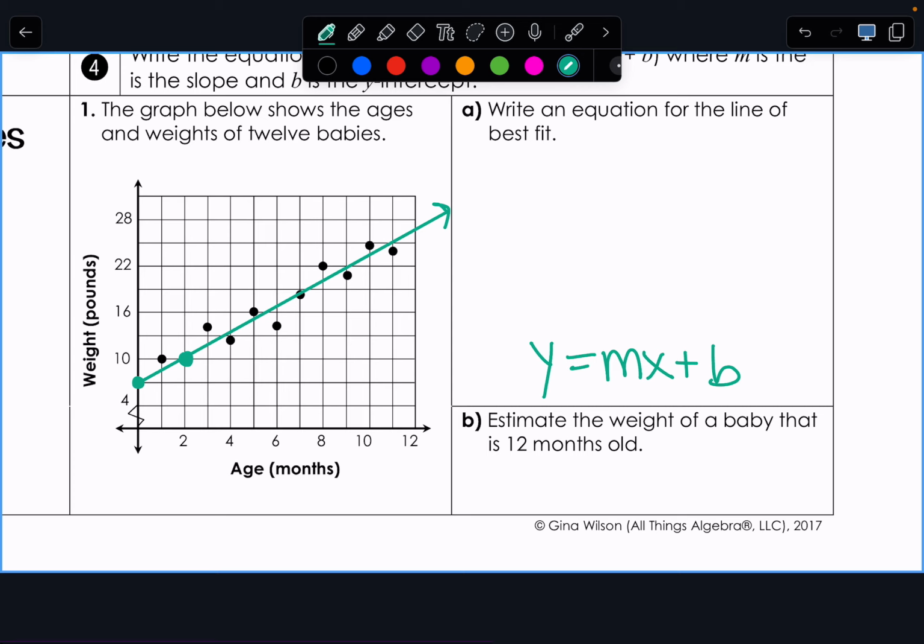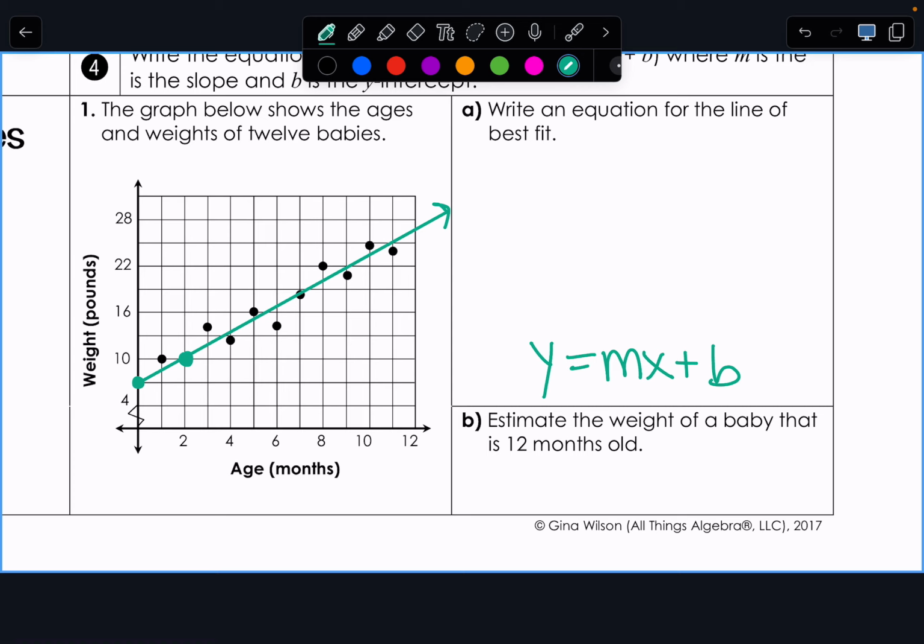Okay, so now what we're going to have to do is write y equals mx plus b. Now, help me out. Do we know our b? What is it, Matthew? What's our y-intercept? Like 6 or 7.